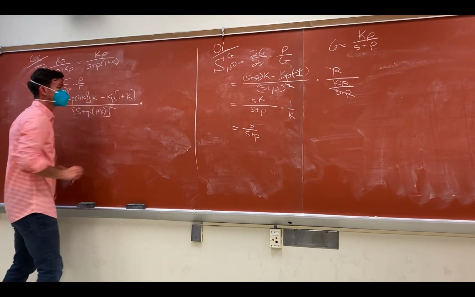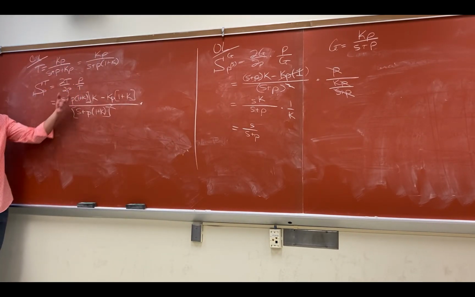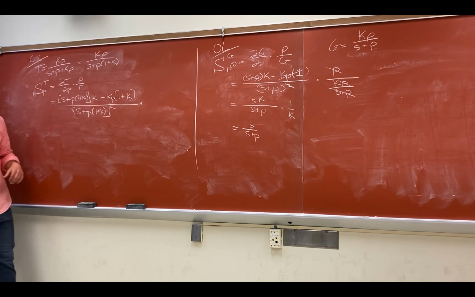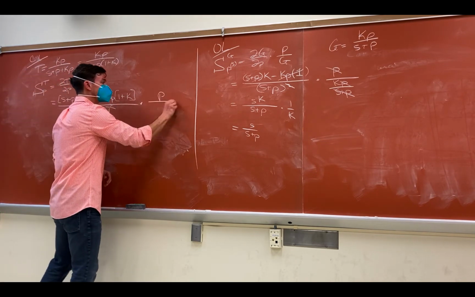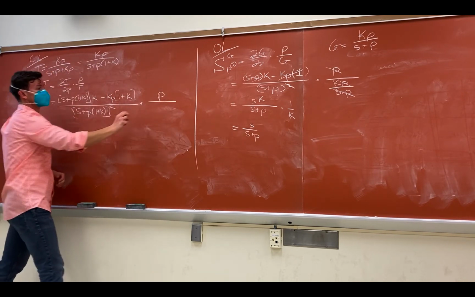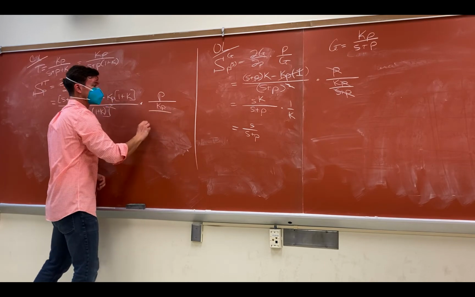Don't forget, it's easy to do all the work for the partial derivative and then forget that you have to multiply the easy thing. I've done that a fair number of times. So this is then multiplied by P over our closed loop transfer function.